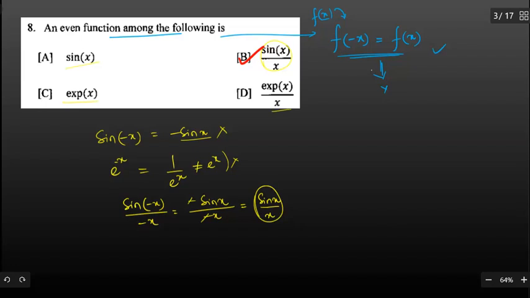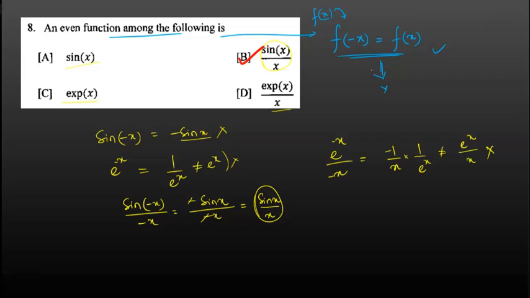Exp x divided by x, that is e raised to the power x by x. We put minus x, so e raised to the power minus x divided by minus x, which is equal to minus 1 by x into 1 by e raised to the power x, which is nowhere similar to this function, that is e raised to the power x by x. Okay, so this is also an incorrect option, and the correct option is option B.